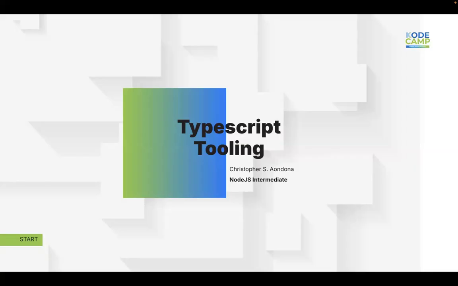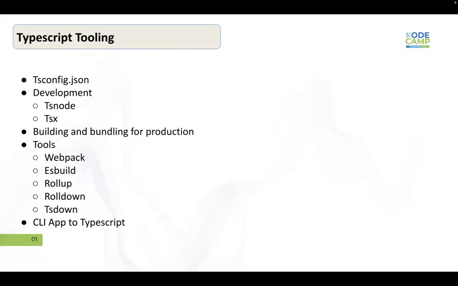Okay, so today under that TypeScript tooling, we'll be looking at a couple of things. First of all, we review tsconfig.json, the file that houses TypeScript configuration. And we'll also look at development, how we can use a couple of tools to develop projects. Apart from that, we'll also be looking at building and bundling for production.